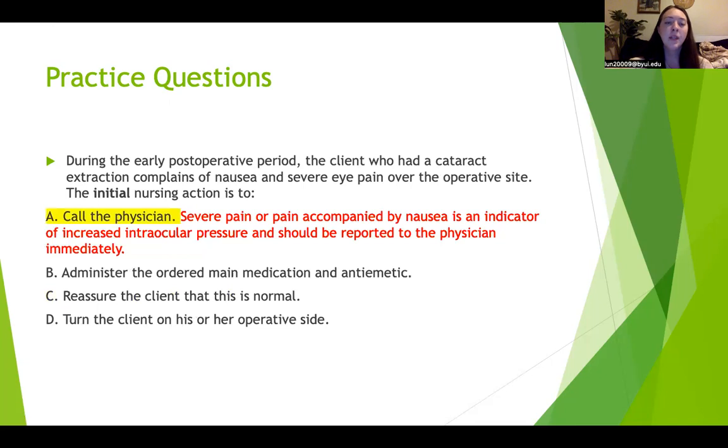Early post-op period, a client who had cataract extraction complains of nausea and severe eye pain over the operative site. The initial nursing action is to call the physician. The keys here are nausea and severe eye pain. Both of these are indicators of increased intraocular pressure and should be reported immediately. They've given you enough information in this question to prompt you to call the provider. There are no additional assessments you need to do to know that this is an emergency.